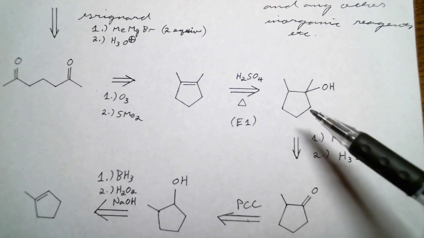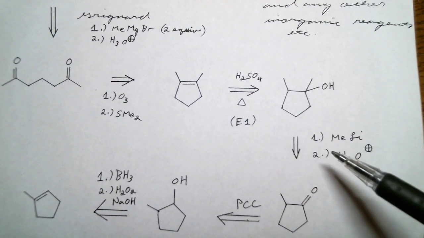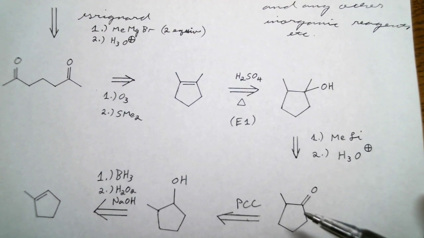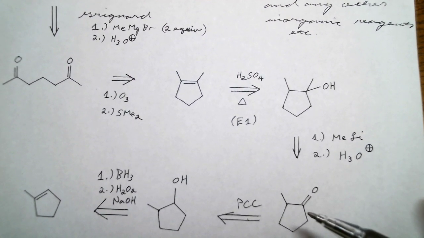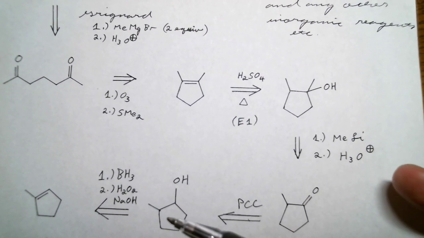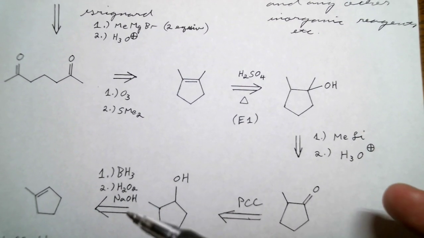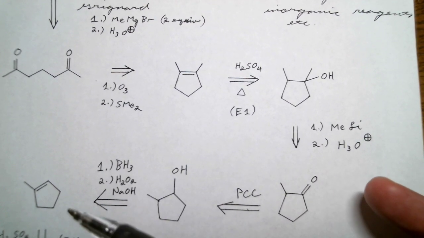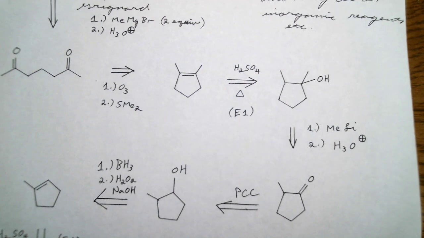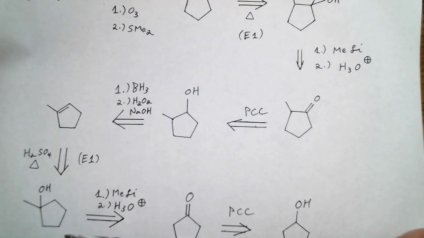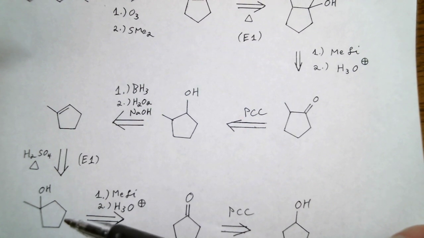How do we make that molecule? Well, we simply add methyl lithium followed by aqueous acidic workup to this methylcyclopentanone. How do we get that? Well, we oxidize this methylcyclopentanol. How did we get that? Well, maybe a hydroboration followed by oxidation of this methylcyclopentene. How did we get that? Yes, E1 dehydration of methylcyclopentanol.